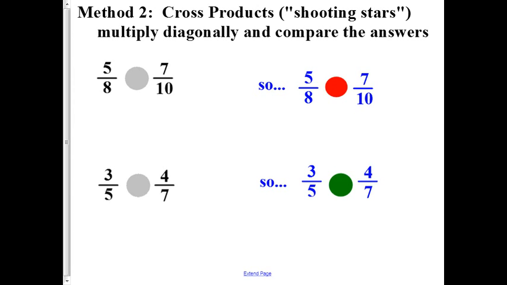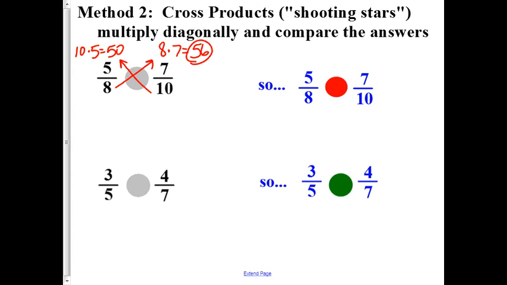It's called cross products. Some people might call it shooting stars or butterfly or lots of different names, but the mathematical name for it is cross products. You are cross multiplying, meaning multiply diagonally, and then you can compare those answers. So that literally means starting from the denominator, do 10 times 5, which is 50, and then do 8 times 7, which is 56.